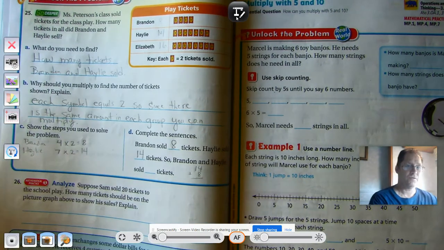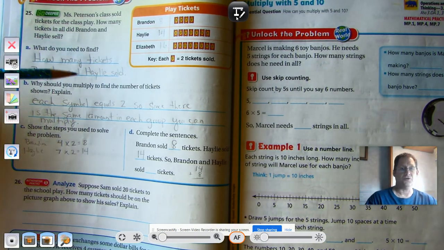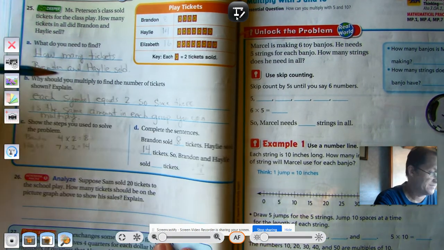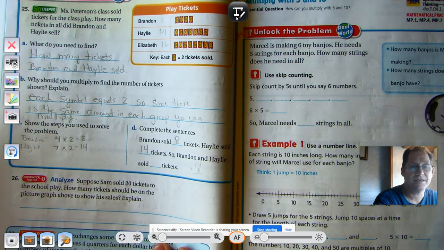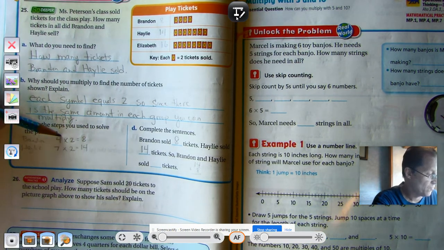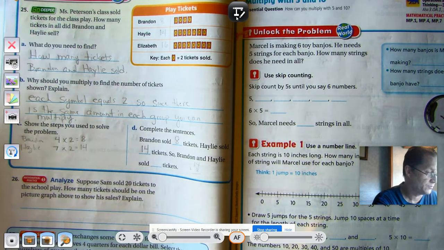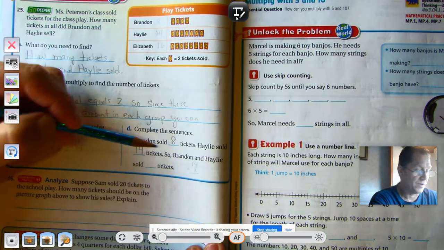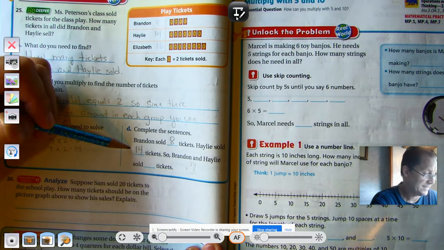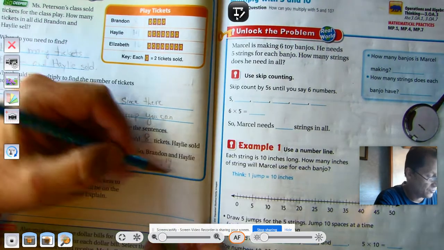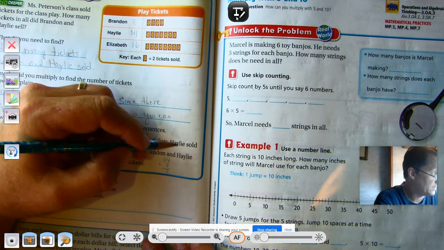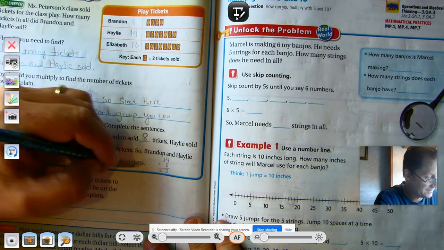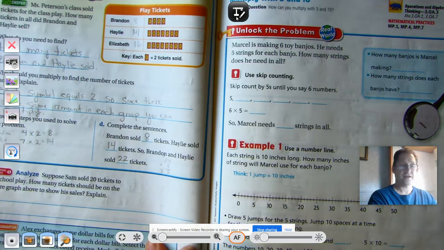All right. So what do we need to find? We need to find how many tickets Brandon and Haley sold. Why should you multiply to find the number of tickets? Because each symbol equals 2. So since there's the same amount in each group, we can multiply. So Brandon is 4 times 2 equals 8 because there's 4 symbols. Haley has 7 times 2 because there's 7 symbols in hers. So Brandon sold 8 tickets. Haley sold 14 tickets. So now together they sold 8 plus 4 is 12. Regroup the 12 ones as 1 ten and 2 ones. And 1 ten plus 1 ten is 2 tens. So they sold 22 tickets.